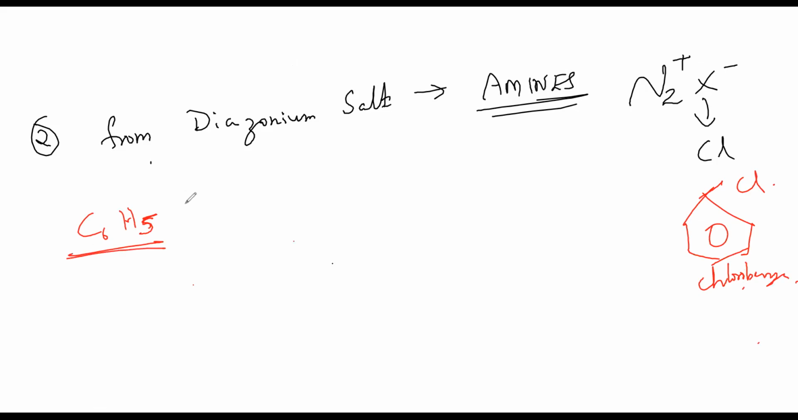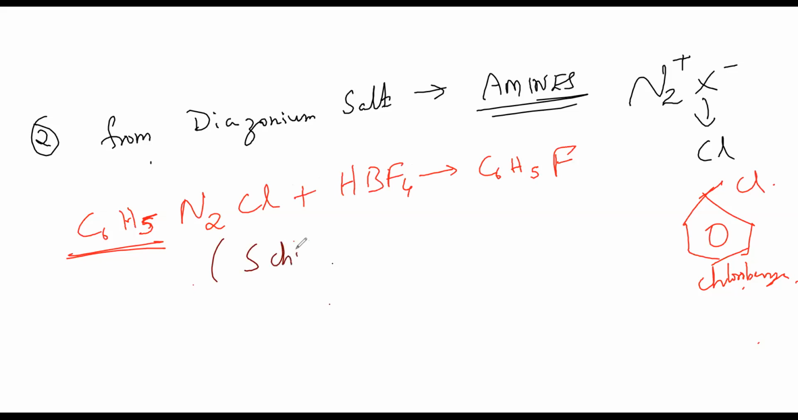Now what I'm going to do is replace one hydrogen with the diazonium salt, that is N2 plus Cl minus. This plus HBF4 will give me C6H5F. That's all. So this is called the Schiemann reaction.